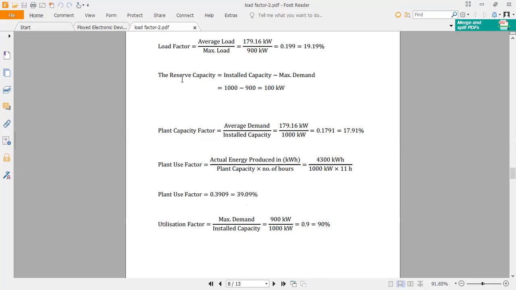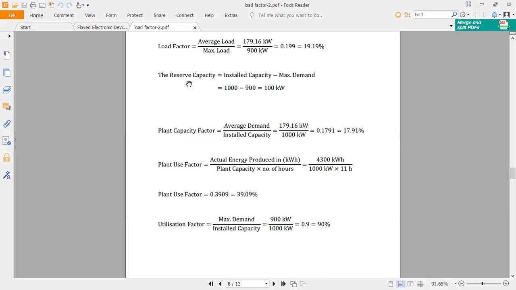Now, the reserve capacity. How can we find the reserve capacity? Reserve capacity has the formula installed capacity minus maximum demand. Installed capacity, we all know, is 1 mega, which means 1000 kilowatt, minus maximum demand. Maximum demand we all know is 900 kilowatt. Subtracting both, we got 100 kilowatt, that is 0.1 megawatt. This is the reserve capacity. I'm sorry, I said it the wrong way. That was reverse capacity; this is not reverse, this is reserve.